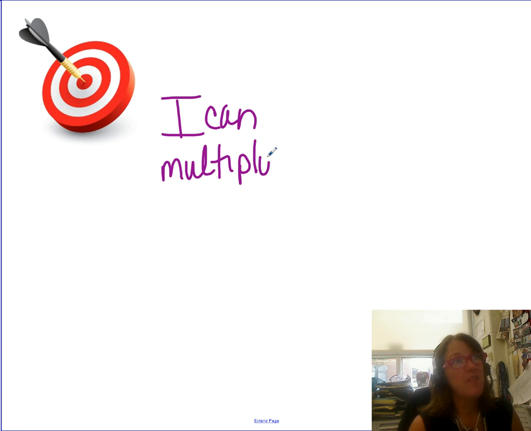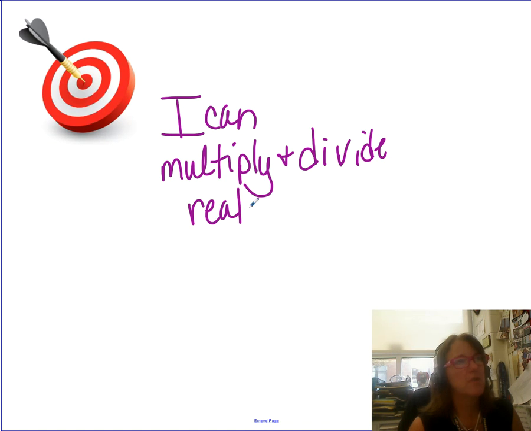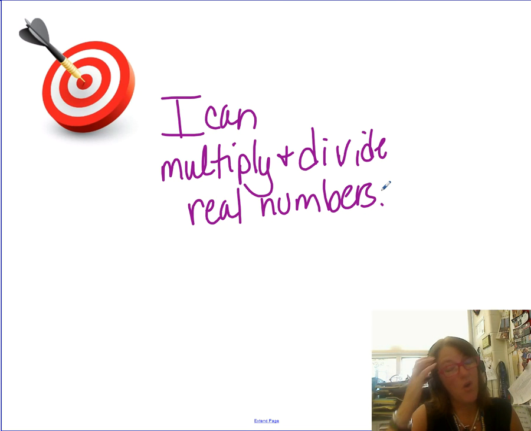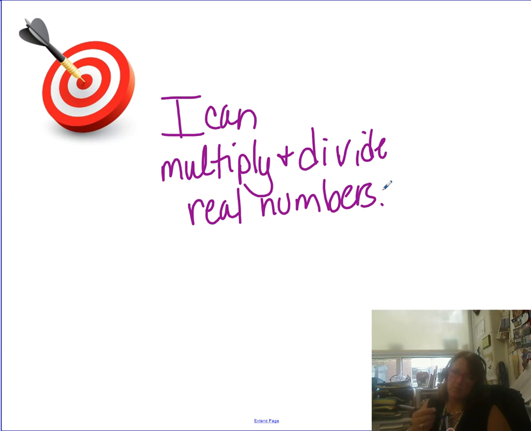Here we go. All right, so your learning target today is very straightforward, much like the title of the section now. So I can multiply and divide real numbers. I should really say rational, but I'll leave it the way the textbook headed it up, okay? That's what we're doing. So you've already become a master of the positive negative business when we did the integers.